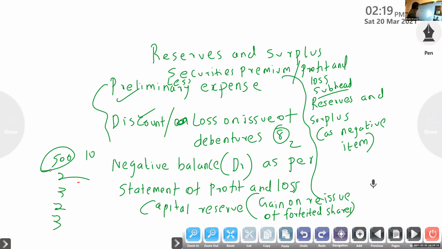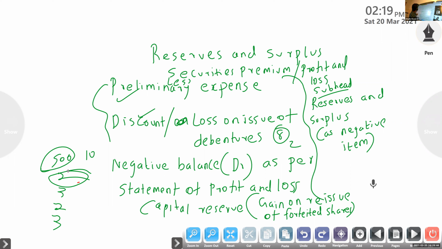Suppose I already got 2 rupees from Anjo, 500 into 2, at application time. That will become the property of the company. No need to return it to Anjo. If I am not giving any share, then I have to return. But I gave the share, and I called many times to give allotment money. He is not giving. So then I can cancel the share, and that cancelled share I can reissue.